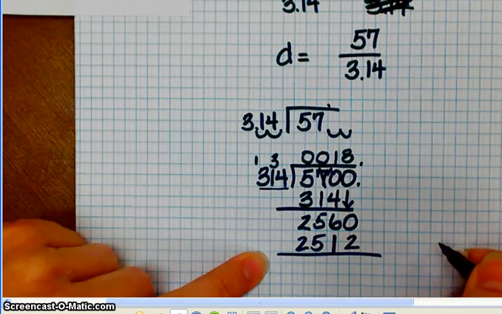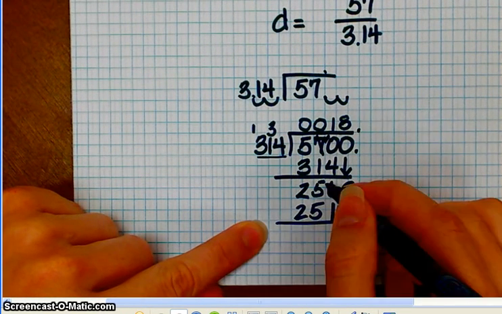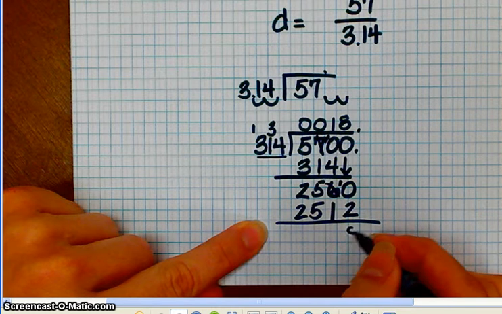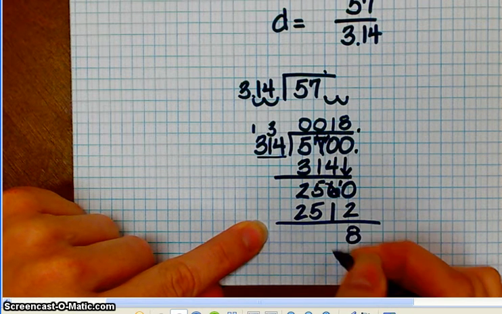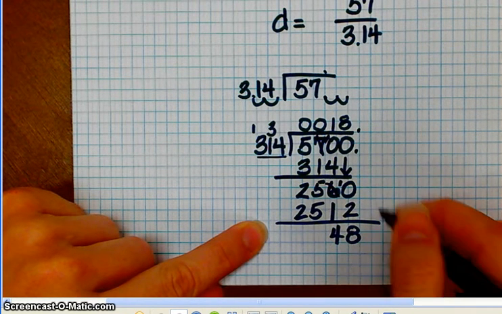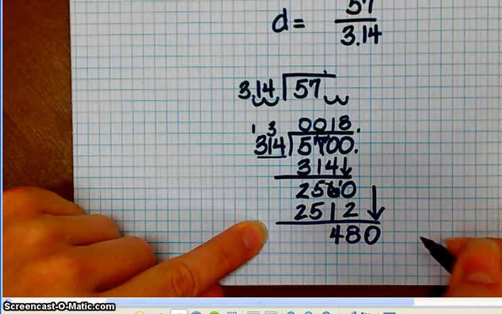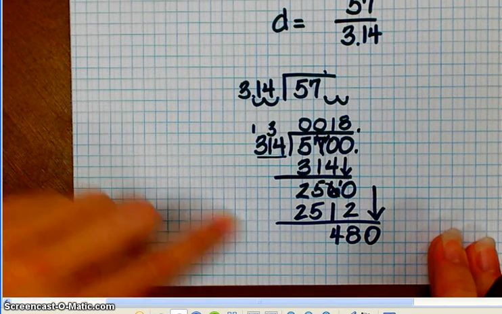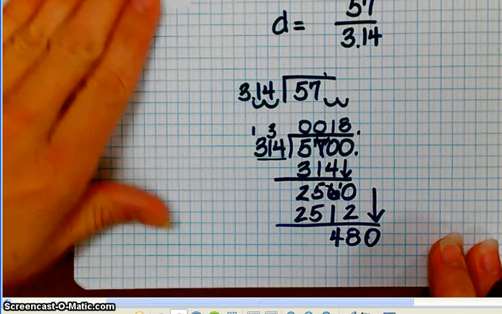Okay, and I get 10 minus 2, 8. 5 minus 1 is 4. I get 48 left over. Carry down a 0 and keep going. But I may not need to keep going based on what my answer choices are. Okay.